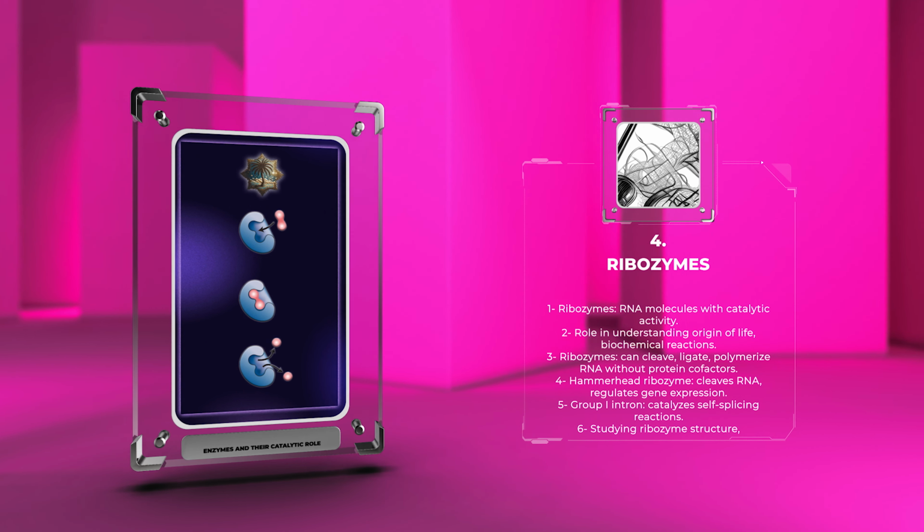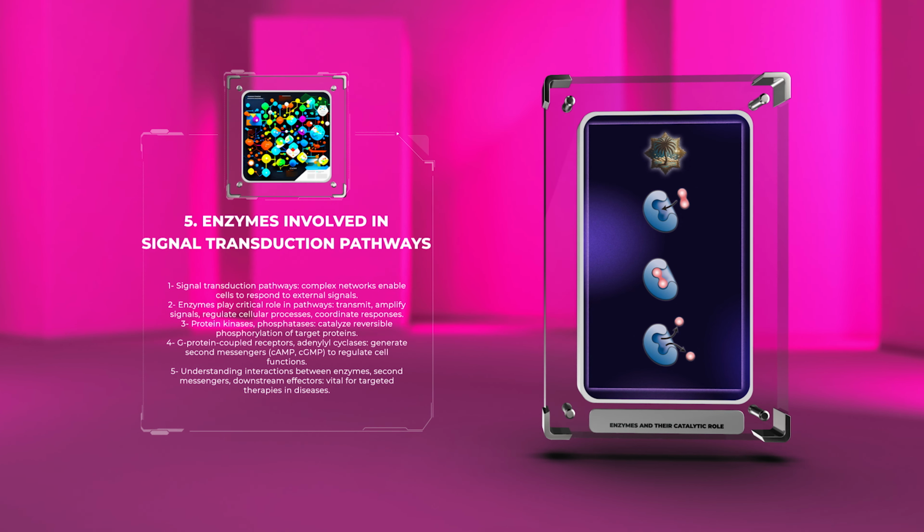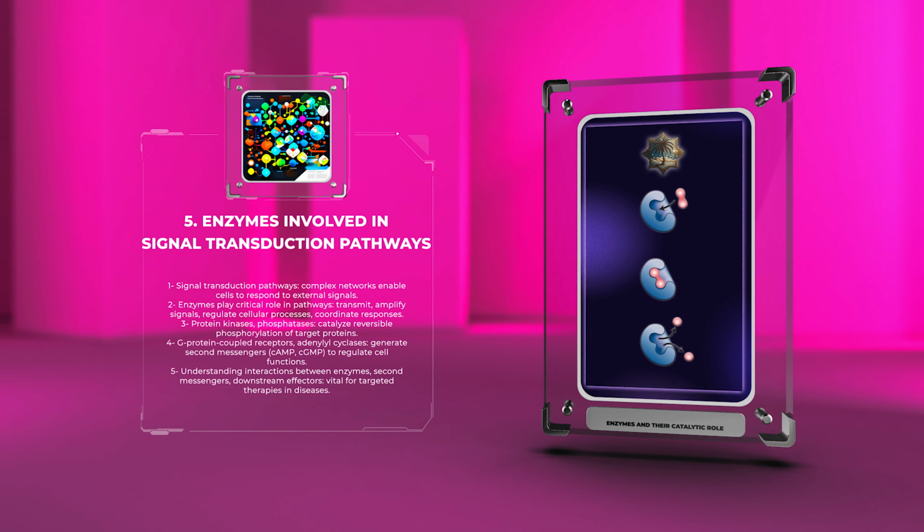Signal transduction pathways are complex networks that enable cells to respond to external signals. Enzymes play a critical role in these pathways by transmitting and amplifying signals, regulating cellular processes, and coordinating responses. For example, protein kinases and phosphatases catalyze the reversible phosphorylation of target proteins, an important mechanism in signal transduction. Enzymes like G-protein-coupled receptors and adenylyl cyclases generate second messengers, such as cAMP and cGMP, which regulate cell functions. Understanding the interactions between enzymes, second messengers, and downstream effectors is vital for targeted therapies in various diseases.